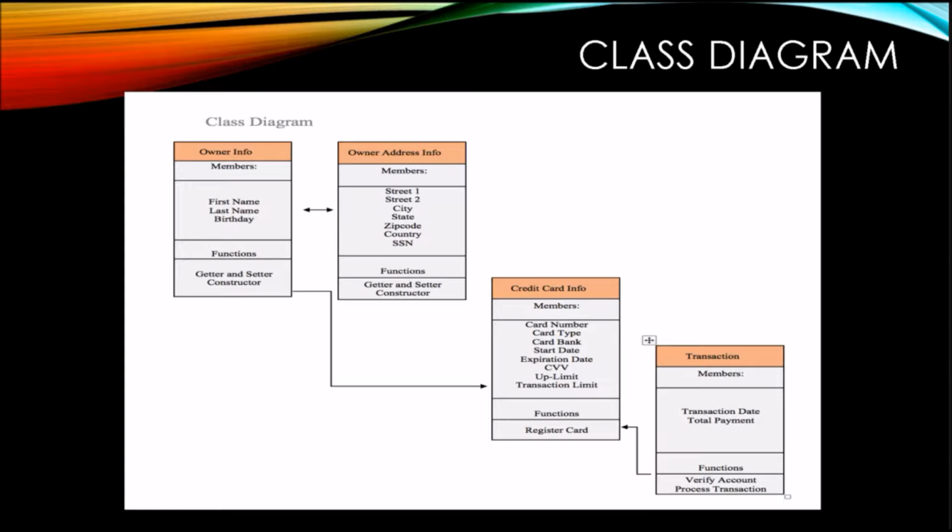On our class diagram, for owner's information, we have members: customers' names, last names, and birthdays. And we also have functions, the getters and setters constructions, that also lead to the credit card information members. And we also have owner's address information, which is basically the customer's address information: city, state, zip, country, and social security number.